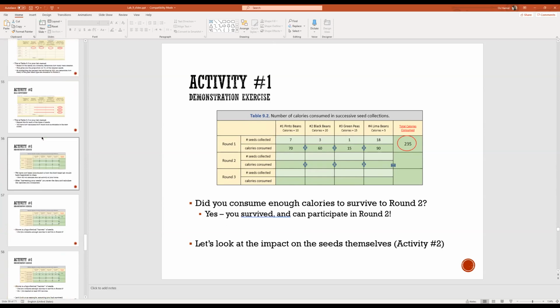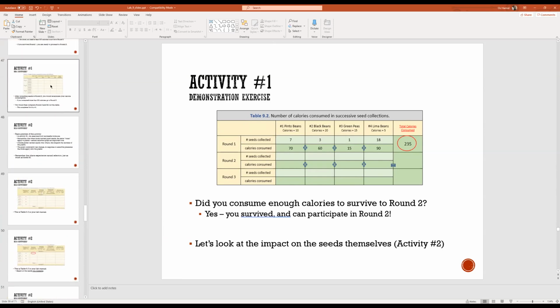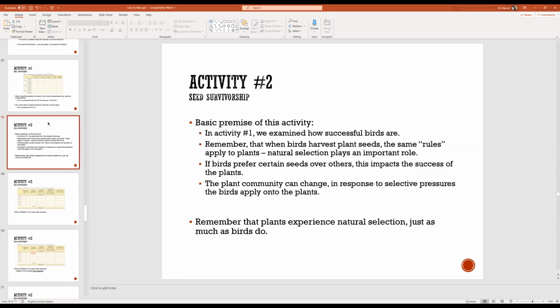Okay, so for activity number 2, it's basically the same. It has a very similar premise. In activity 1, we examine how successful birds are. Now we have to think that when birds harvest plant seeds, these same rules are going to apply to these plants. So these birds are consuming the seeds from these plants.